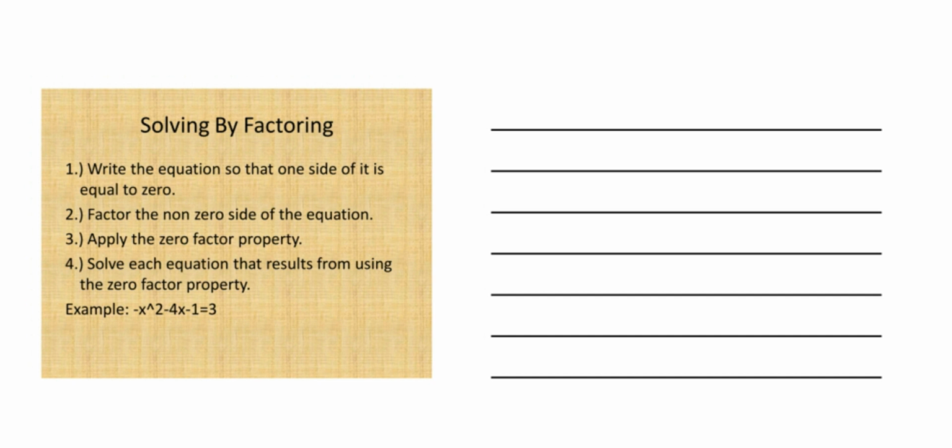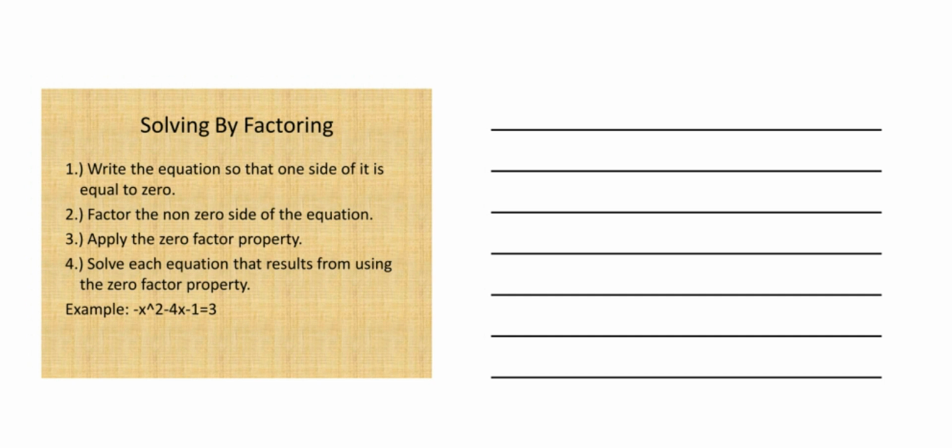So, solving by factoring. 1. Write an equation so that one side is equal to 0. 2. Factor the non-zero side of the equation. 3. Apply the zero factor property. And 4. Solve each equation that results from using the zero factor property.